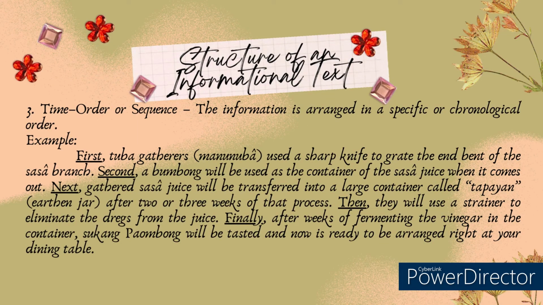Number 3, time order or sequence. The information is arranged in a specific or chronological order. Signal words that can be used are first, second, next, then, before, after, finally, following, now, soon, not long after. Look at the example. The underlined words are signal words.